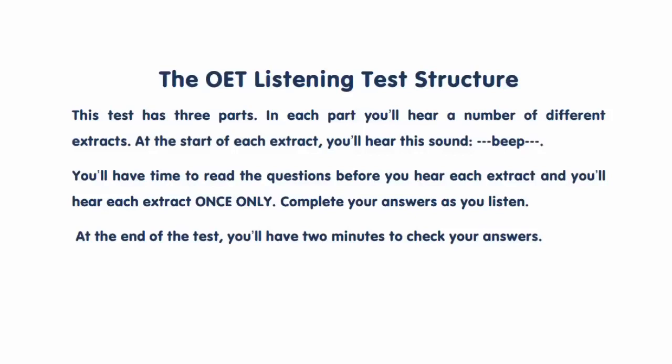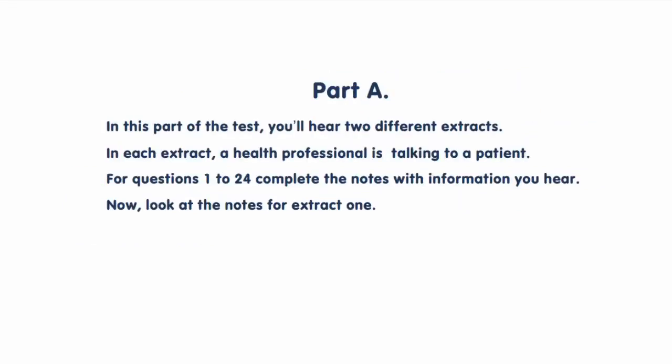The listening part of the Occupational English Test has 3 parts, and in each part you hear a number of different extracts. At the beginning of the test, you will hear a beep sound. You have time to read the questions before you hear the extracts. You will hear each extract only once. You have to complete your answers as you listen. At the end of each test, you will be given 2 minutes to check your answers.